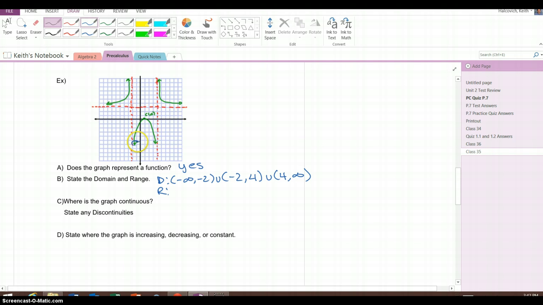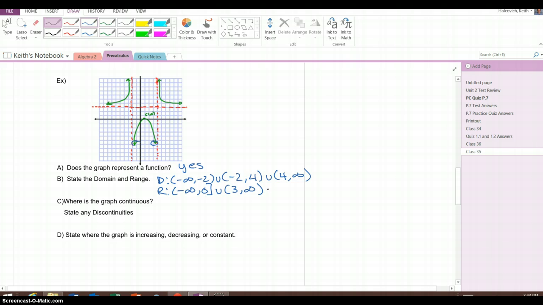Now for the range, you look from the bottom up. There are arrows here, so that means it's going towards negative infinity, and then it tops out here at y equals 0, and it's including that because there's a dot there, so you put a bracket. But then there's a space here, and after y equals 3, which is this horizontal asymptote, the graph goes basically up forever on both sides. So from 3 to infinity is the remaining part of the range.